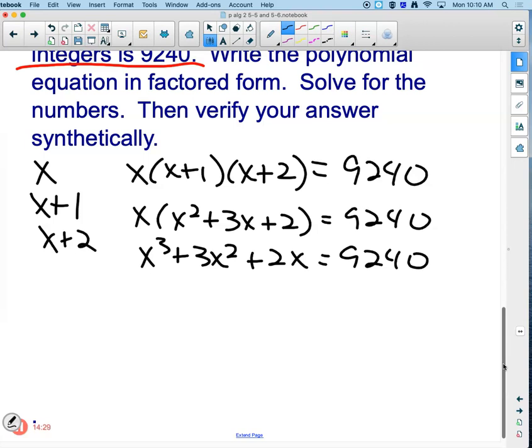Now, there was an important thing we had to do before we punched it in. Do you remember the important thing? Make it equal to 0. Subtract 9240 from both sides.